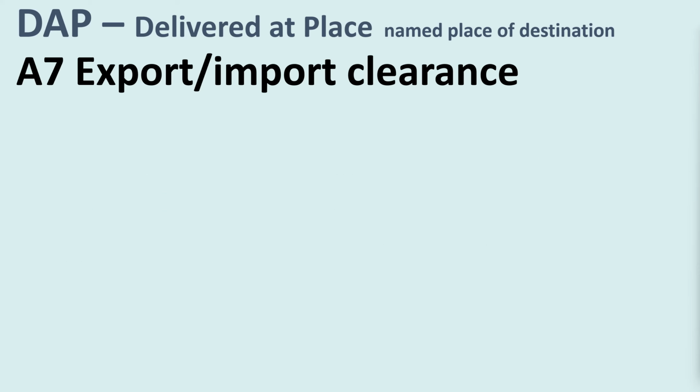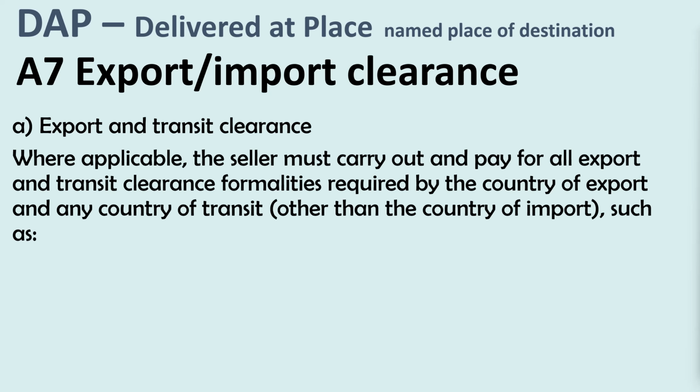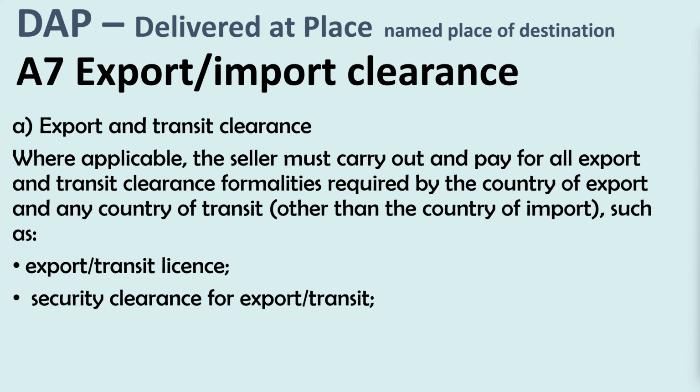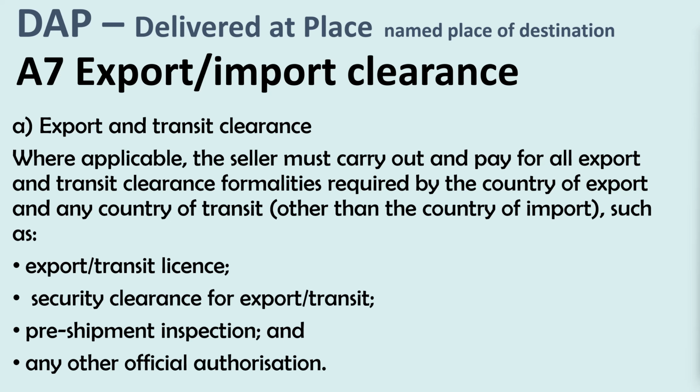A7 export and import clearance for DAP. A. Export and transit clearance. Where applicable, the seller must carry out and pay for all export and transit clearance formalities required by the country of export and any country of transit other than the country of import, such as export and transit licence, security clearance for export transit, pre-shipment inspection, and any other official authorisation.